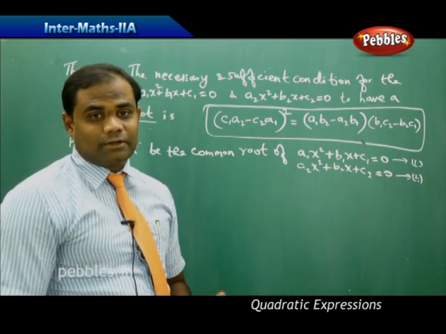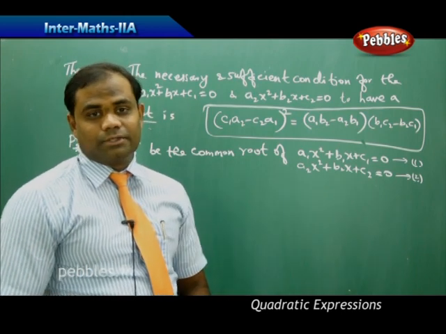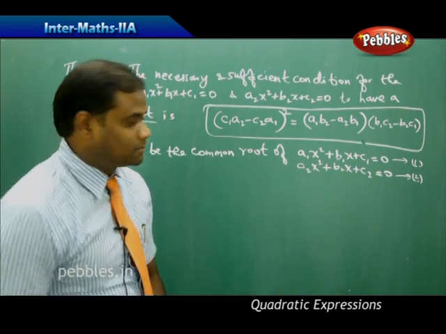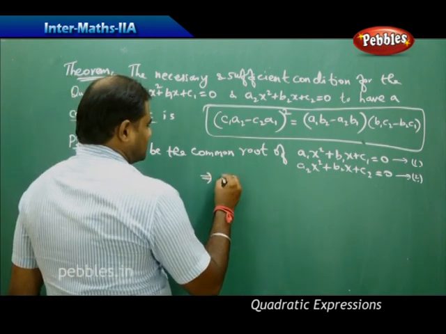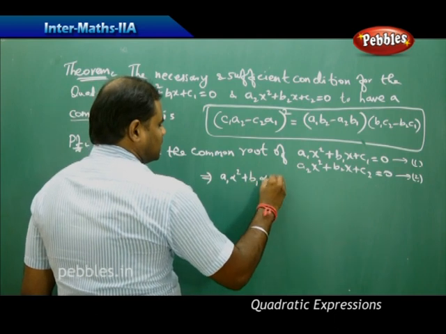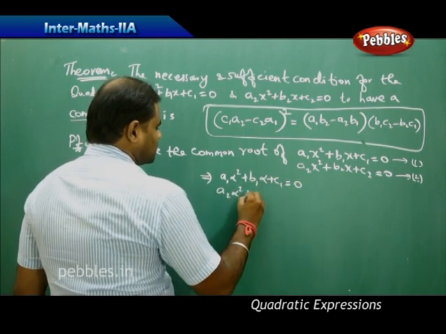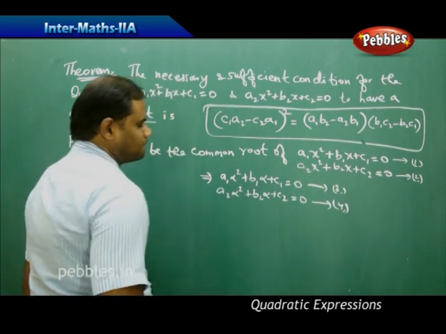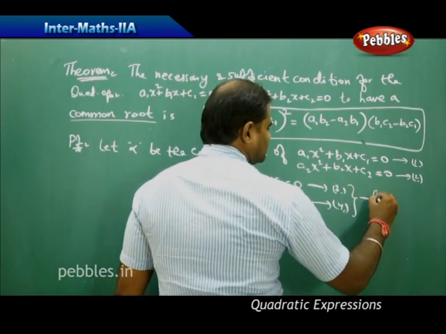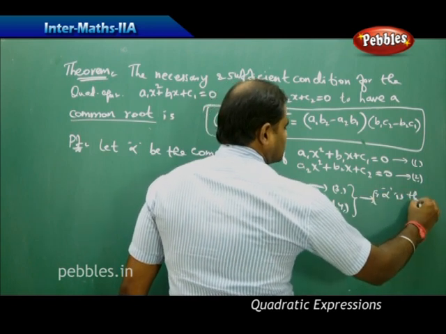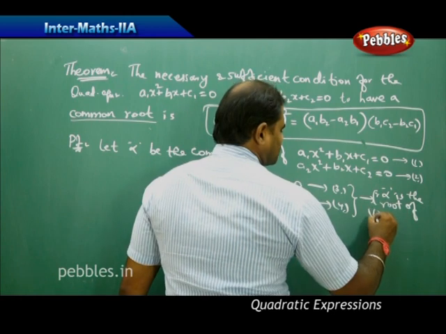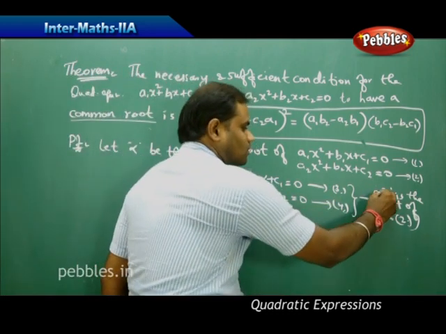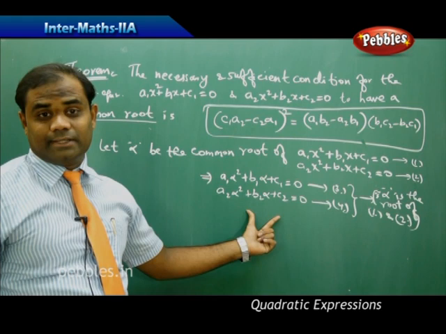That is, when we say that alpha is the root, it must satisfy the given quadratic equation because it's simply the root or the solution of the given quadratic equations. That implies I get a1 alpha square plus b1 alpha plus c1 equal to 0, and a2 alpha square plus b2 alpha plus c2 equal to 0, which I take as 3 and 4. This is because alpha is the root of both equations 1 and 2, giving me this and this.